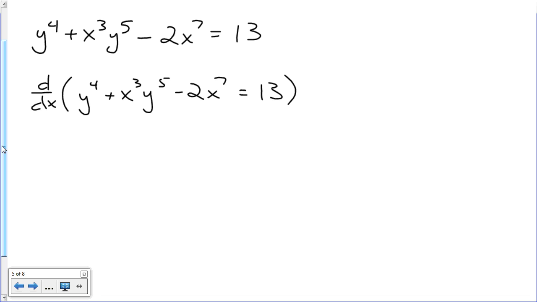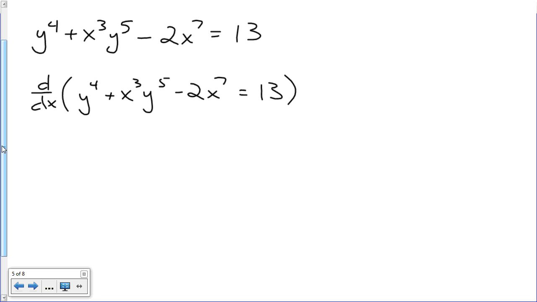So notice, first of all, you have a sum of 3 functions: y to the 4th, and then x cubed y to the 5th, and then a negative 2x to the 7th. So we have the derivative of a sum of functions, which we know is equal to the sum of the derivatives. So let's follow our rule here to do this.